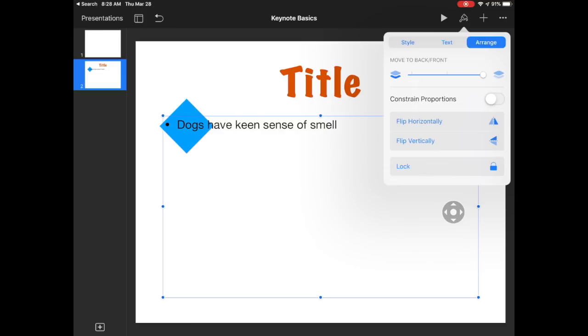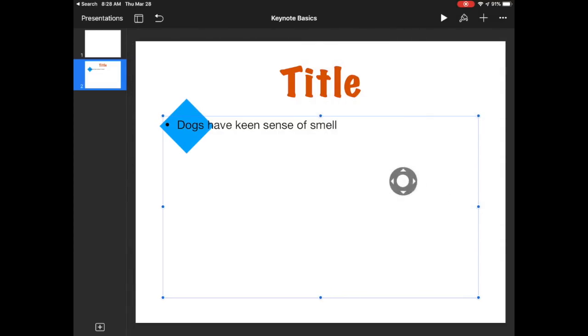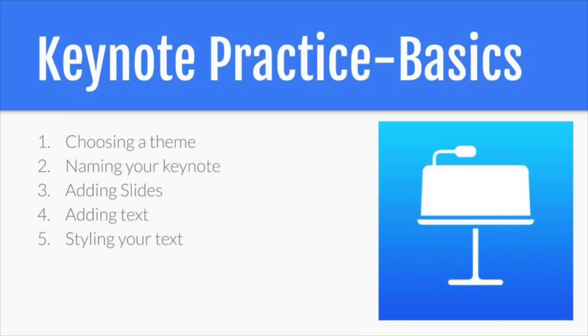So in this tutorial, we went over how you can choose a theme, name your keynote, add or delete slides, as well as adding your text and styling it. So the key for styling is to always look at what object you're on and then go up and look at your options for styling. Also make sure there's one style that goes throughout your keynote. All right, give it a try, have fun, and good luck.